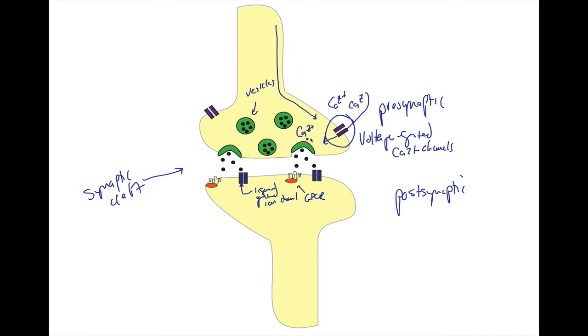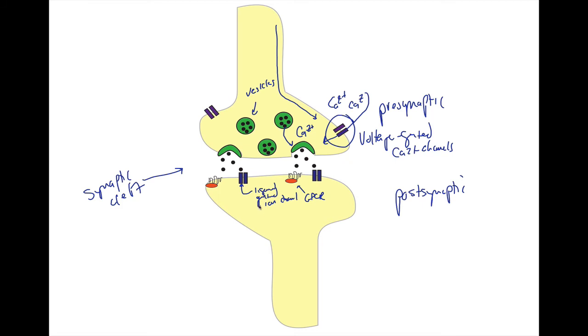Now, this calcium influx causes the vesicles to fuse with the membrane in a process called exocytosis, where those vesicles release their neurotransmitters into the synaptic cleft. The neurotransmitters then diffuse across the synaptic cleft and bind to whatever receptors are on the postsynaptic neuron. Now, what kind of response are we going to have? Well, the response of the postsynaptic neuron depends on the type of the receptor.